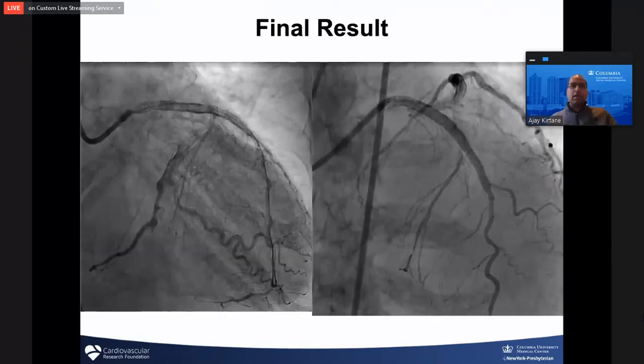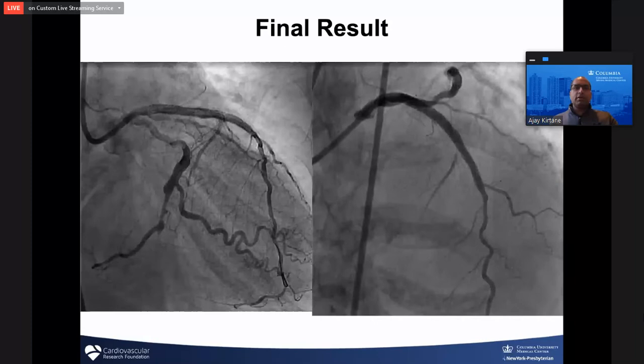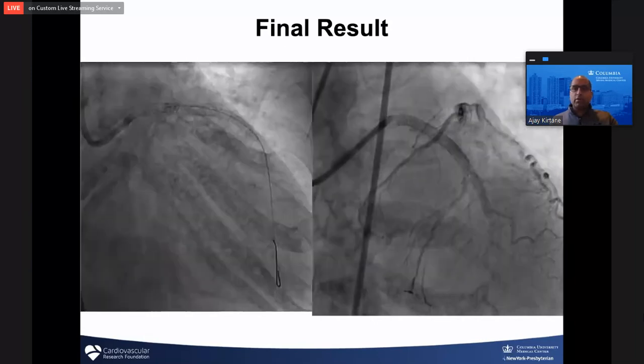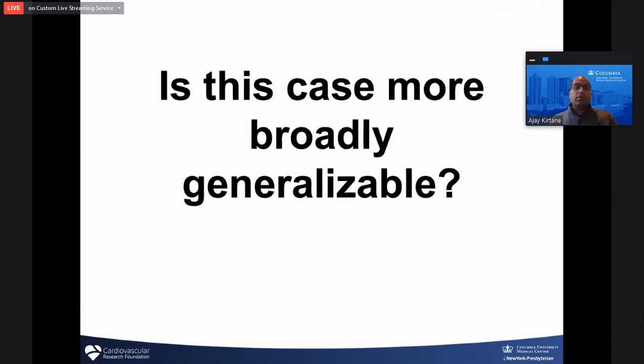So this is the complication. And unfortunately, this we see not infrequently. A lot of us get referrals for cases where the stent is underexpanded. Sometimes during the case, it can happen as well. And I think it's important to determine whether this is more broadly generalizable. And I would say the answer is yes.